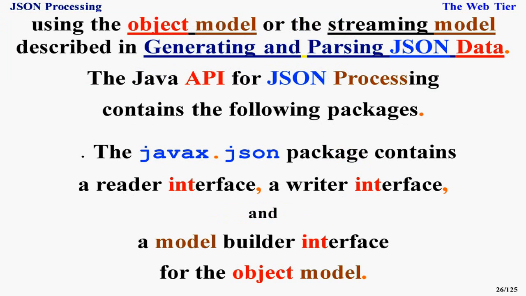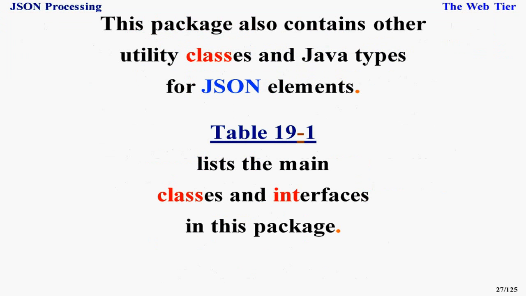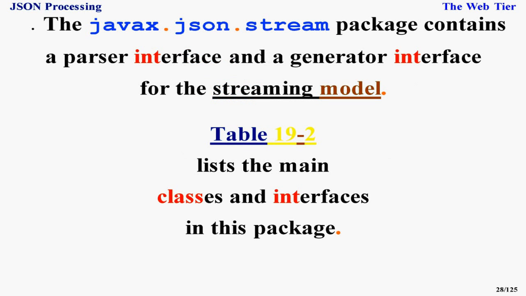The javax.json package contains a reader interface, a writer interface, and a model builder interface for the object model. This package also contains other utility classes and Java types for JSON elements. Table 19-1 lists the main classes and interfaces in this package. The javax.json.stream package contains a parser interface and a generator interface for the streaming model. Table 19-2 lists the main classes and interfaces in this package.